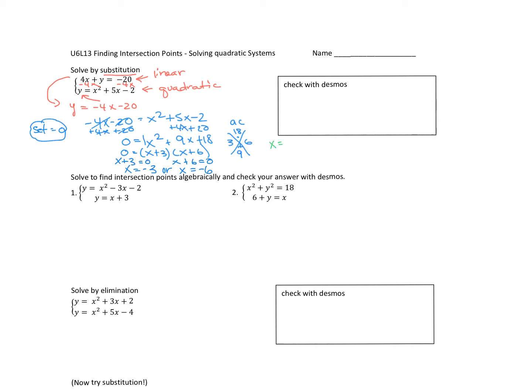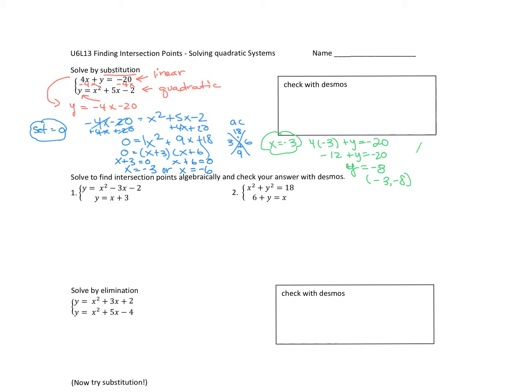So when x is negative 3, I could find my y value by plugging it into either one of my two equations. I'm going to plug it into my linear equation. So I have 4 times negative 3 plus y equals negative 20. So negative 12 plus y equals negative 20. I'm going to add 12 to both sides, and I get y equals negative 8. So it looks like negative 3, negative 8 is one of my intersection points between this line and this parabola.